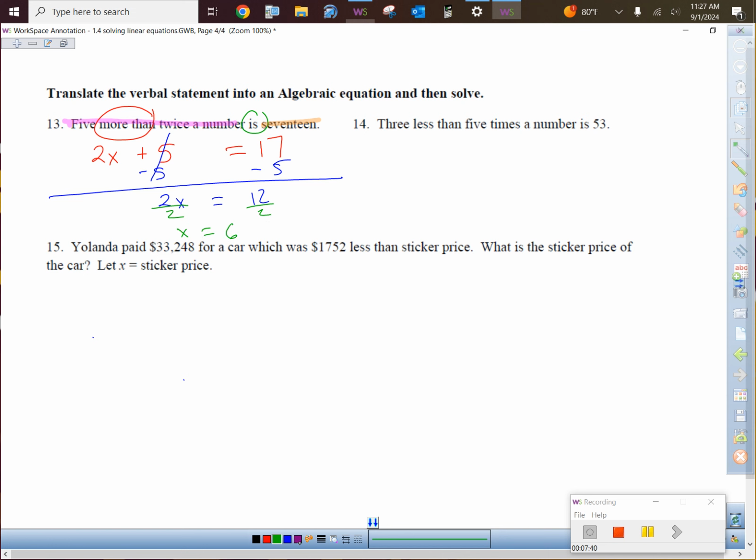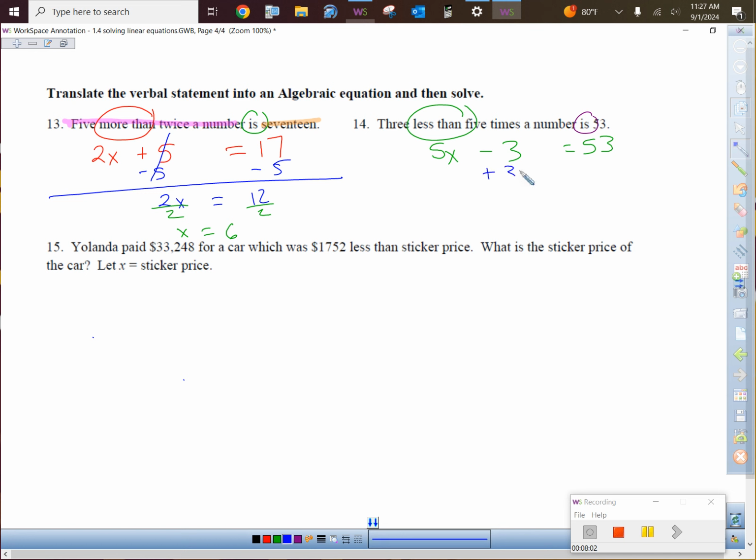To do that on this last guy, 3 less than 5 times the number is 53. So anything that comes before the word "is" is on the left side. We also have "less than," which is a backwards phrase. So 5x minus 3 equals 53. And then we will solve our equation.